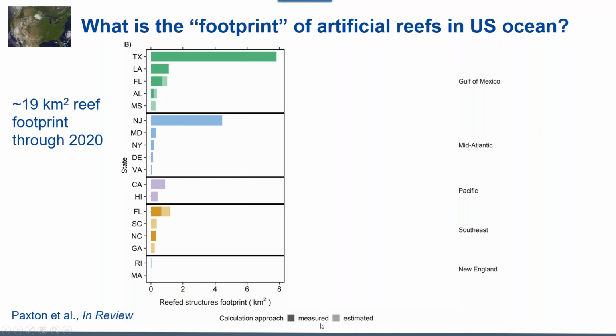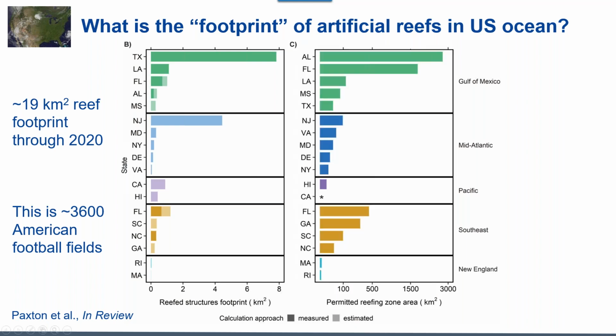So if we were to sum up all of these reef footprints per state, what we get is that on the US seafloor, there is approximately 19 square kilometers of reef structure as of the end of this analysis in 2020. And as an American football fan, to me, an easy analogy is to convert those 19 square kilometers into football fields, and that's about 3,600 American football fields. And so that value, that 19 square kilometers, again, just to emphasize this, this is the area of the seafloor that is covered by the reef structures themselves.